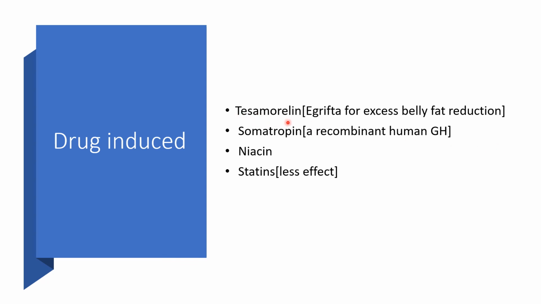Still, tesamorelin, that is used for excess belly fat reduction. Though you are happy the belly fat is down, you may have your diabetes going bad, okay? Somatotropin, a recombinant human growth hormone, niacin for your lipid treatment, right? And statins. Statins, we actually give as part of the medications to treat diabetes patients. We'll go into the list in a bit. They cause less trouble in derangement of glucose metabolism, but it's noteworthy that it is stated here.